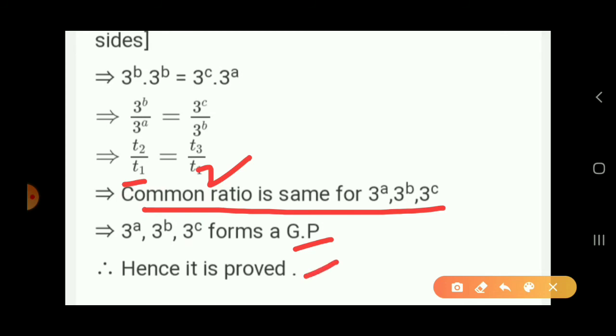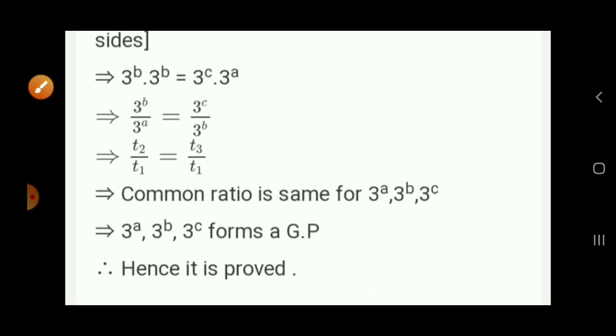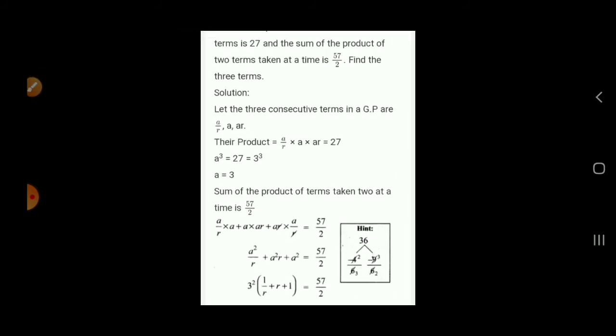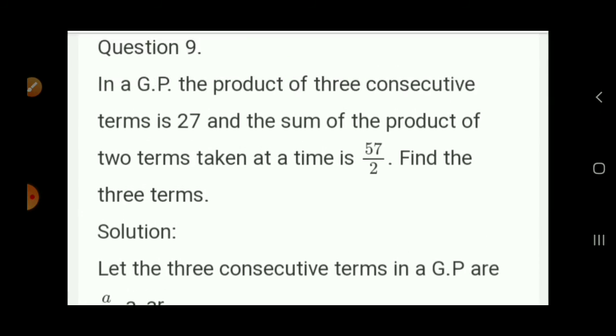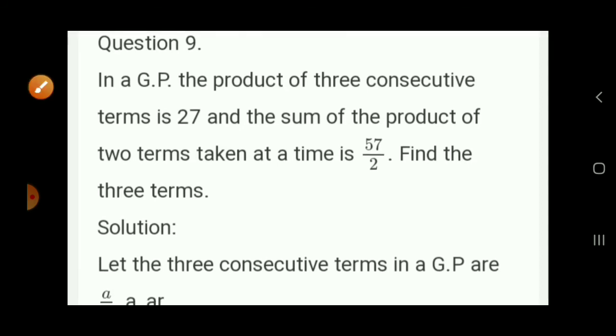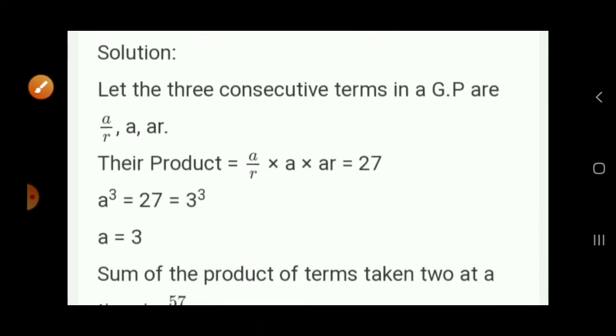It is proved. Okay. So next we can see question number 9. In a GP, the product of three consecutive terms is 27, and the sum of the products of two terms taken at a time is 57 by 2. Find the three terms. That is what the question is asking. So we can find the solution now.